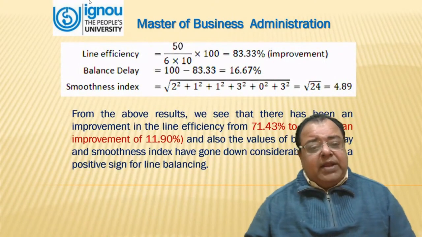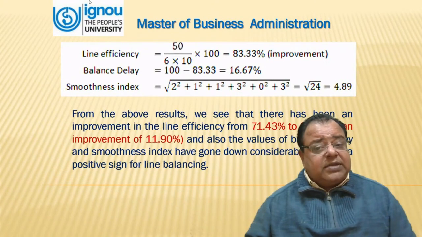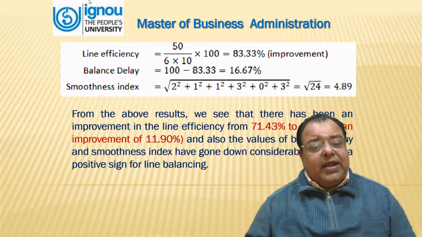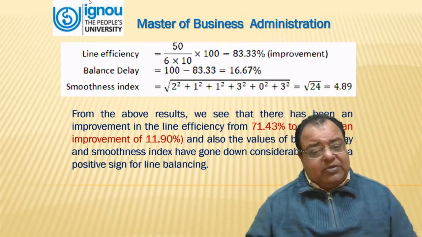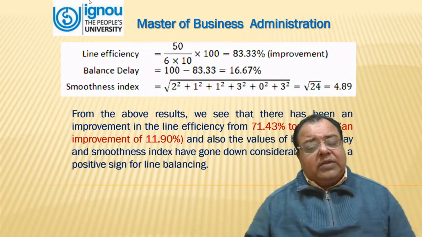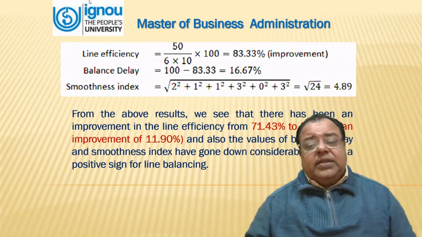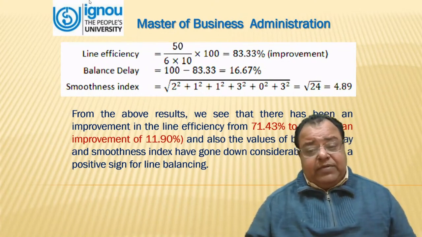Now, similarly, we have to calculate the line efficiency. So this comes out to be, in this case, 83.33. The balance delay is now 16.67. This value is numerically lower than what we had earlier. And the smoothness index is also a good number now. It is 4.89.